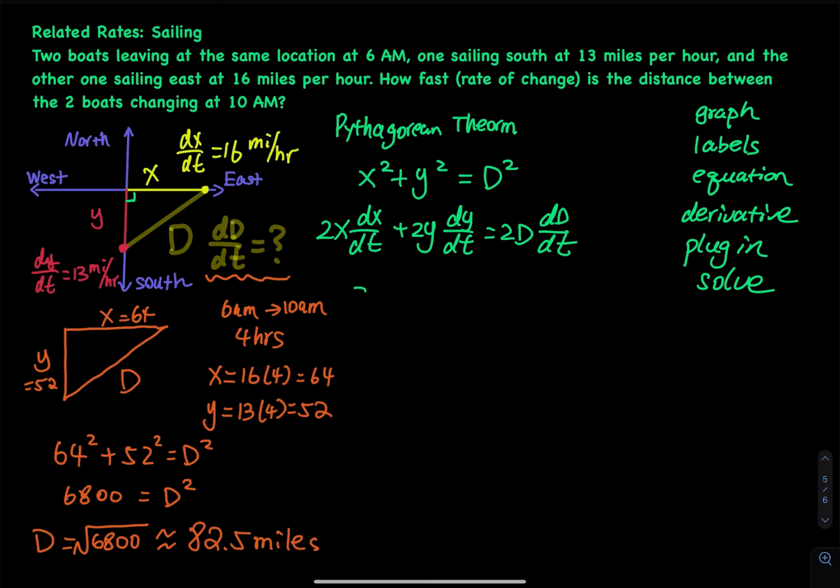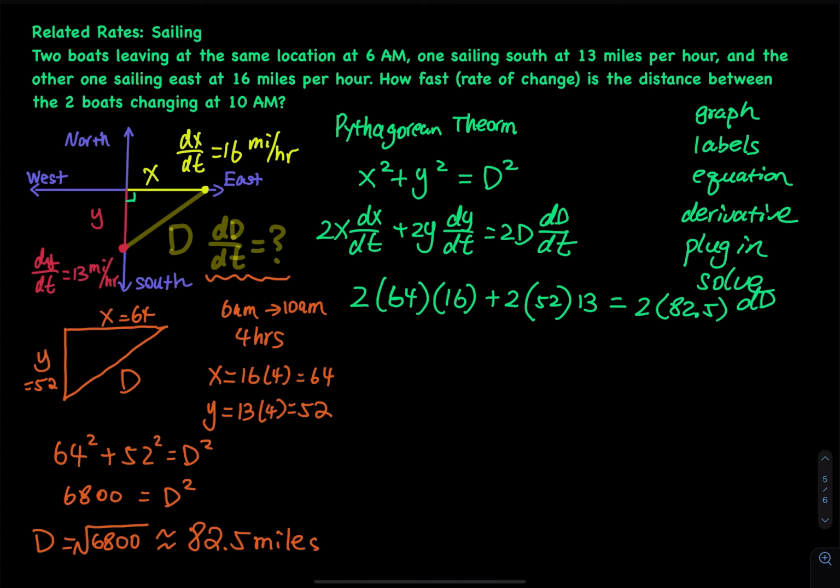So we have 2, and then x, what was x? x is equal to 64 miles, so 64. And then dx/dt, that is 16 miles per hour. And then 2, y is equal to 52. And then dy/dt is equal to 13 miles per hour. And then equal to 2 times the distance d, which is 82.5. And then we don't know dd/dt, right? So dd/dt.